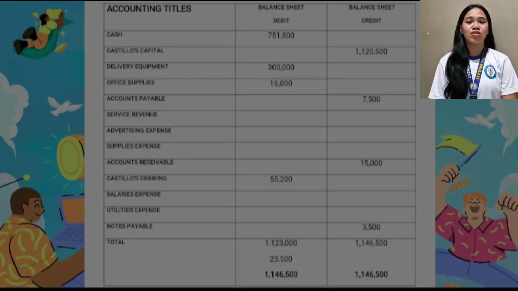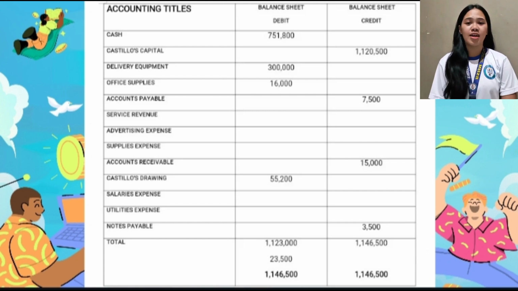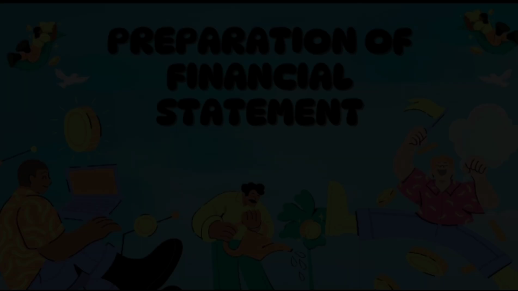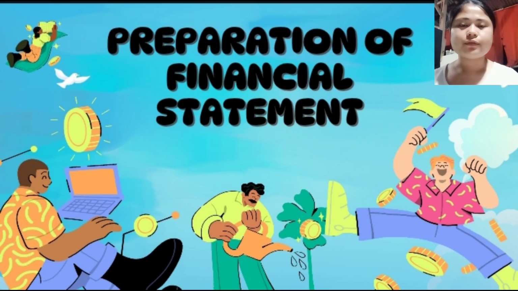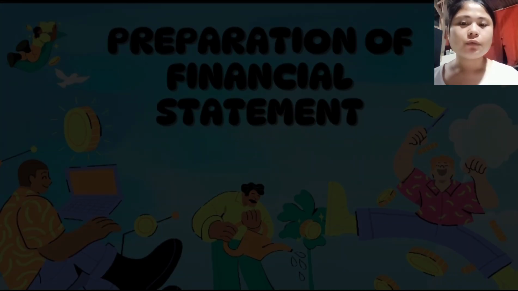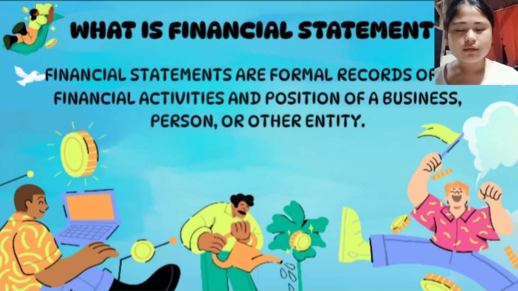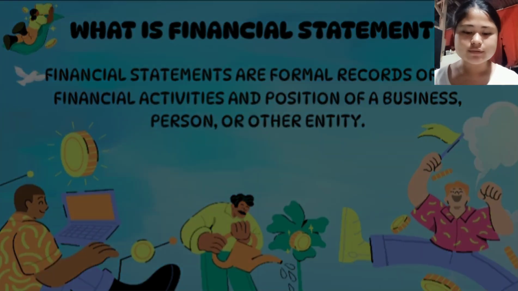Next is balance sheet. Dira niyo makita ang assets, liability, owner's equity, owner's capital, and owner's drawing. Preparation of financial statement. What is financial statement? Ang financial statements are formal records of the financial activities and position of a business or person or the identity.